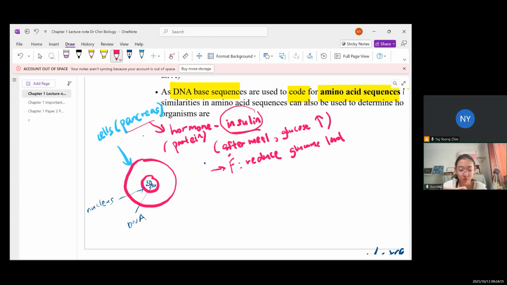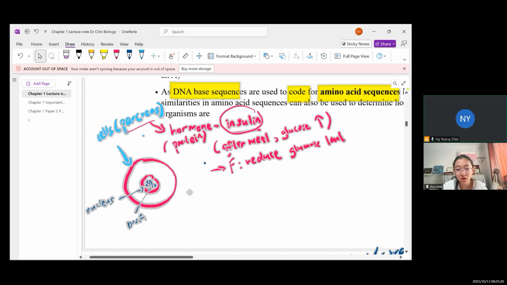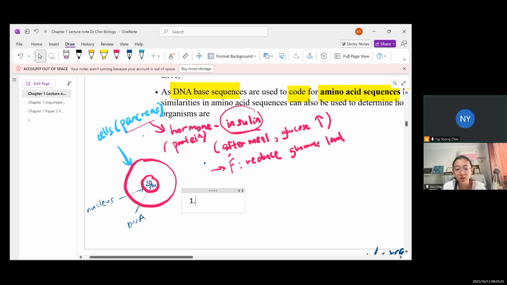I think you learned about this before, right? Enzyme, 酵素. Enzyme is also a kind of protein product. So the story will be something like this. The cells in the pancreas, we call them pancreatic cells, will secrete the hormones, which are a protein product.